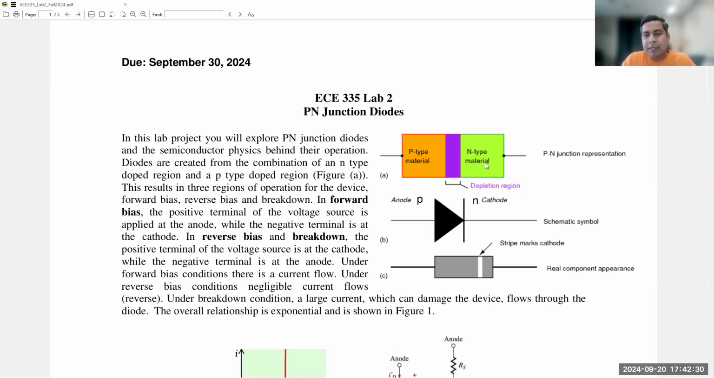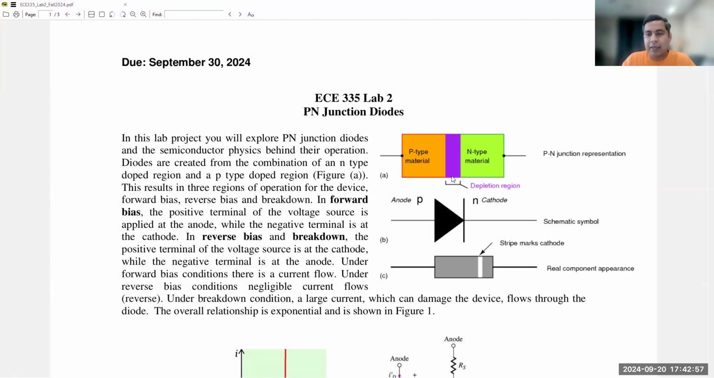And the N-type materials are pentavalent. So they have five electrons in their outer shell, four of which make covalent bonds with the silicon around them, and you have one extra electron that works as a carrier in this region. So you have hole carriers and electron carriers in the P-type and N-type material.